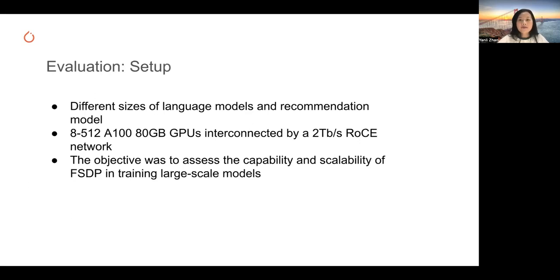We conducted evaluation for different sizes of language models and recommendation models on 1 to 512 A100 80 GB GPUs that are connected by a 2 TB per second RoCE network. The objective of the experiment was to assess the capability, efficiency, and scalability of FSDP in training large models.